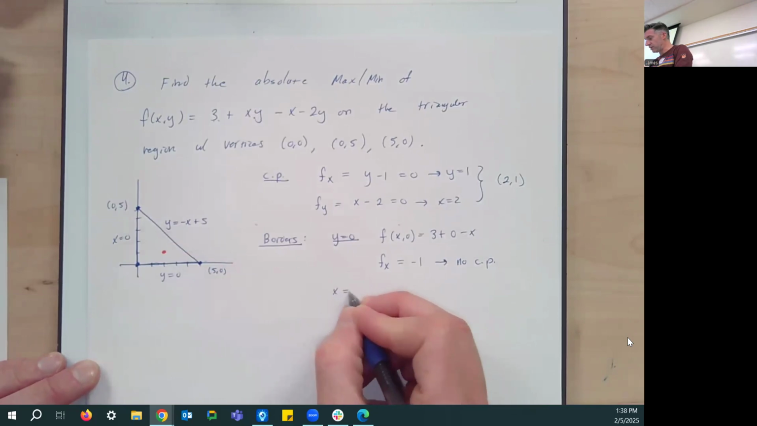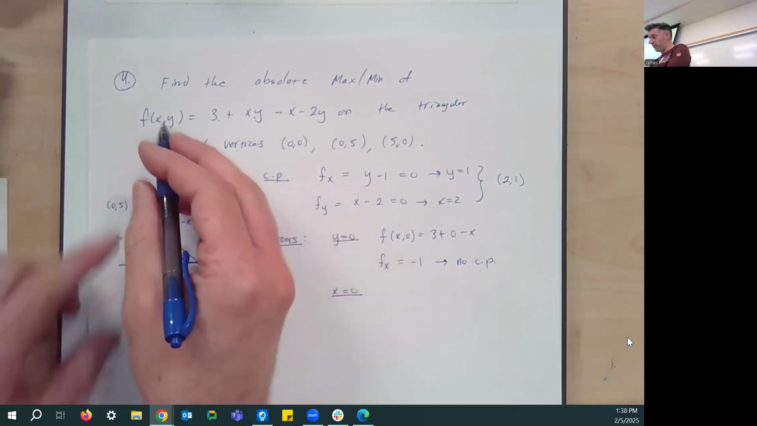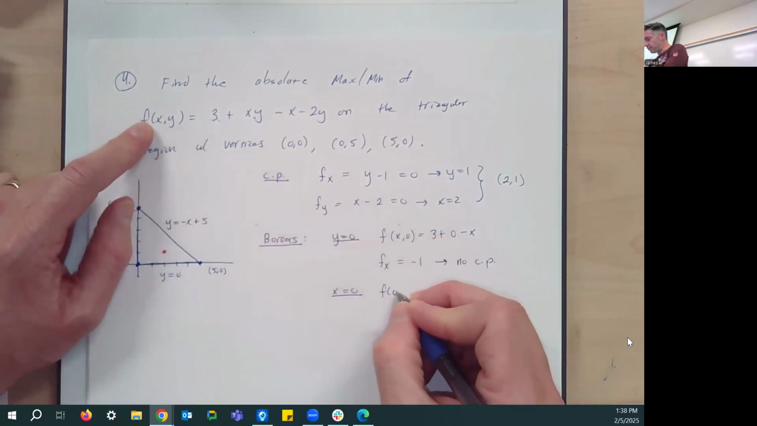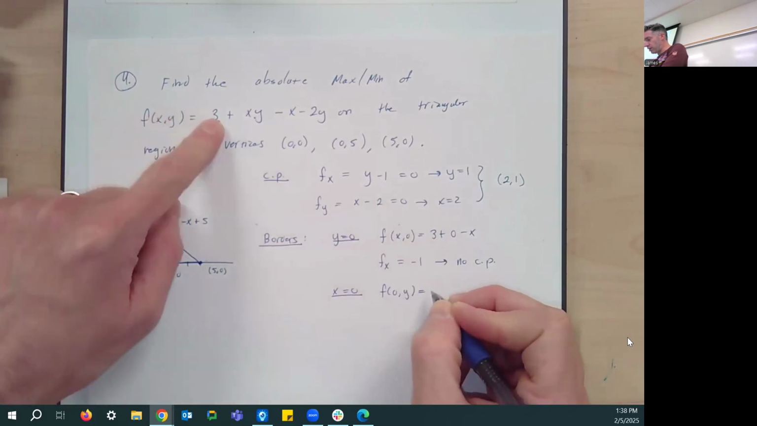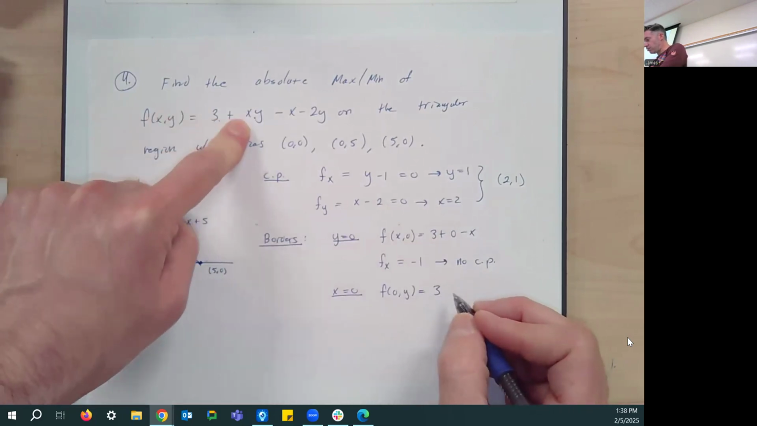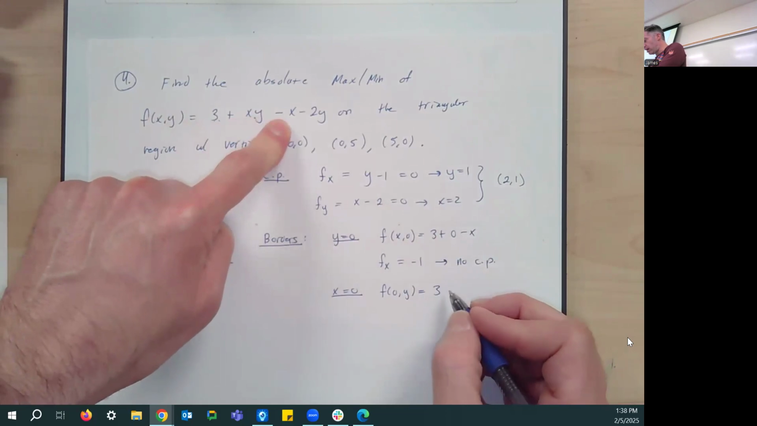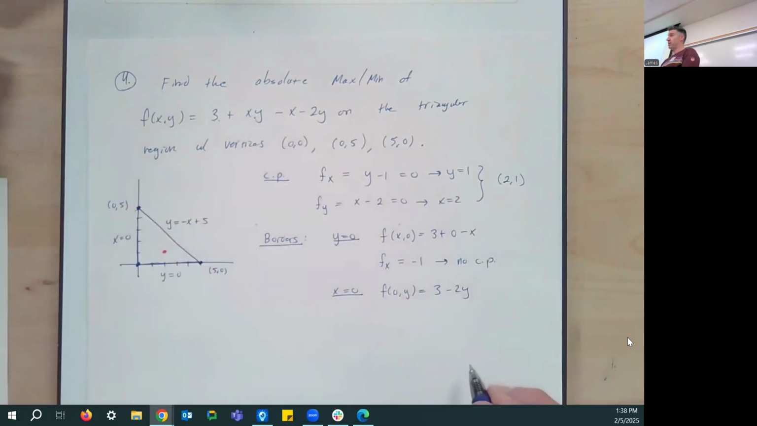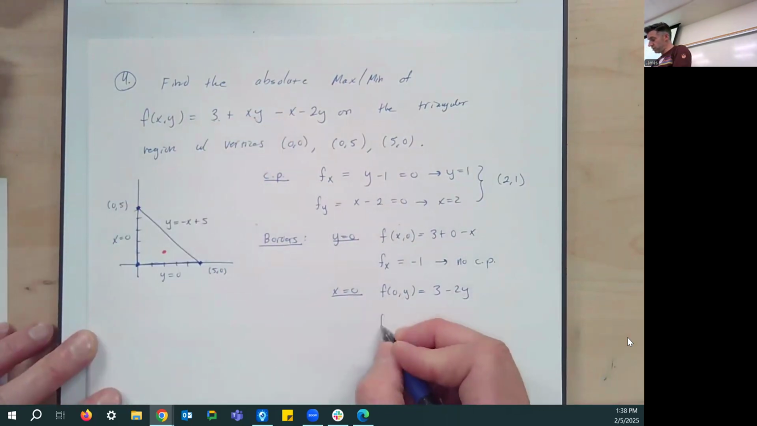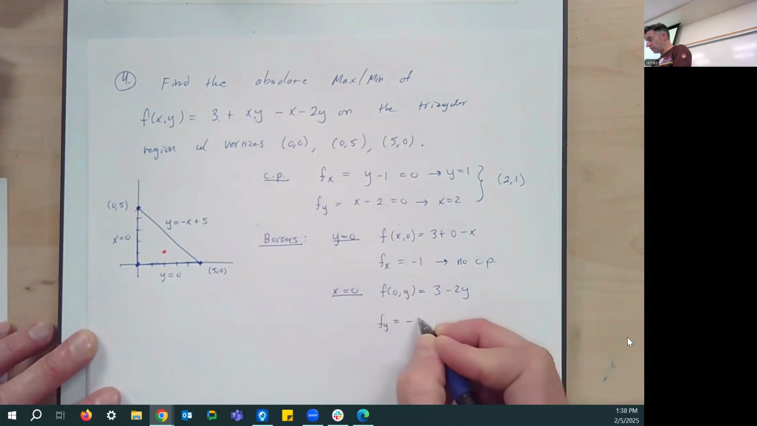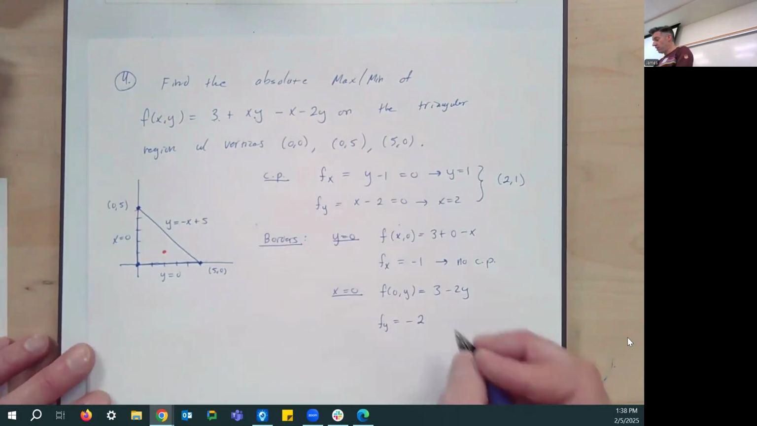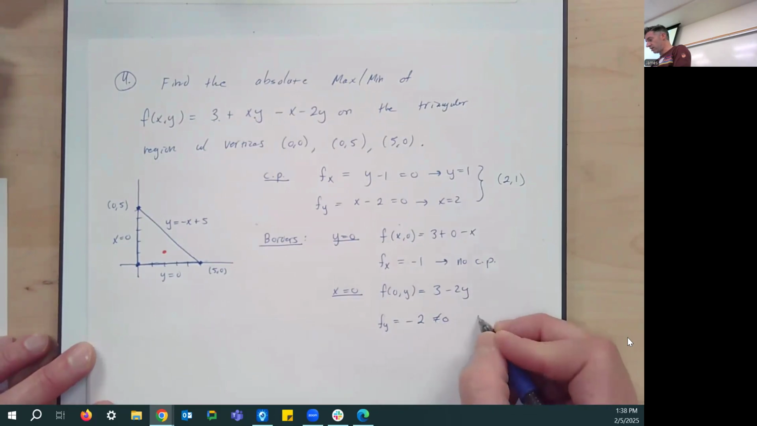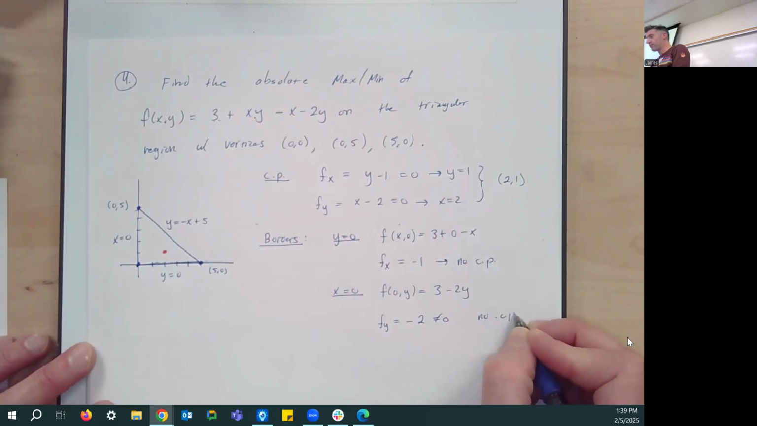Look at x equal to 0, we're going to have f of 0 comma y equal to 3 plus 0 minus 0 minus 2y. And if we take the partial with respect to y, we're again going to get a non-zero constant. It's going to be -2. That doesn't equal 0, so we get no critical points.